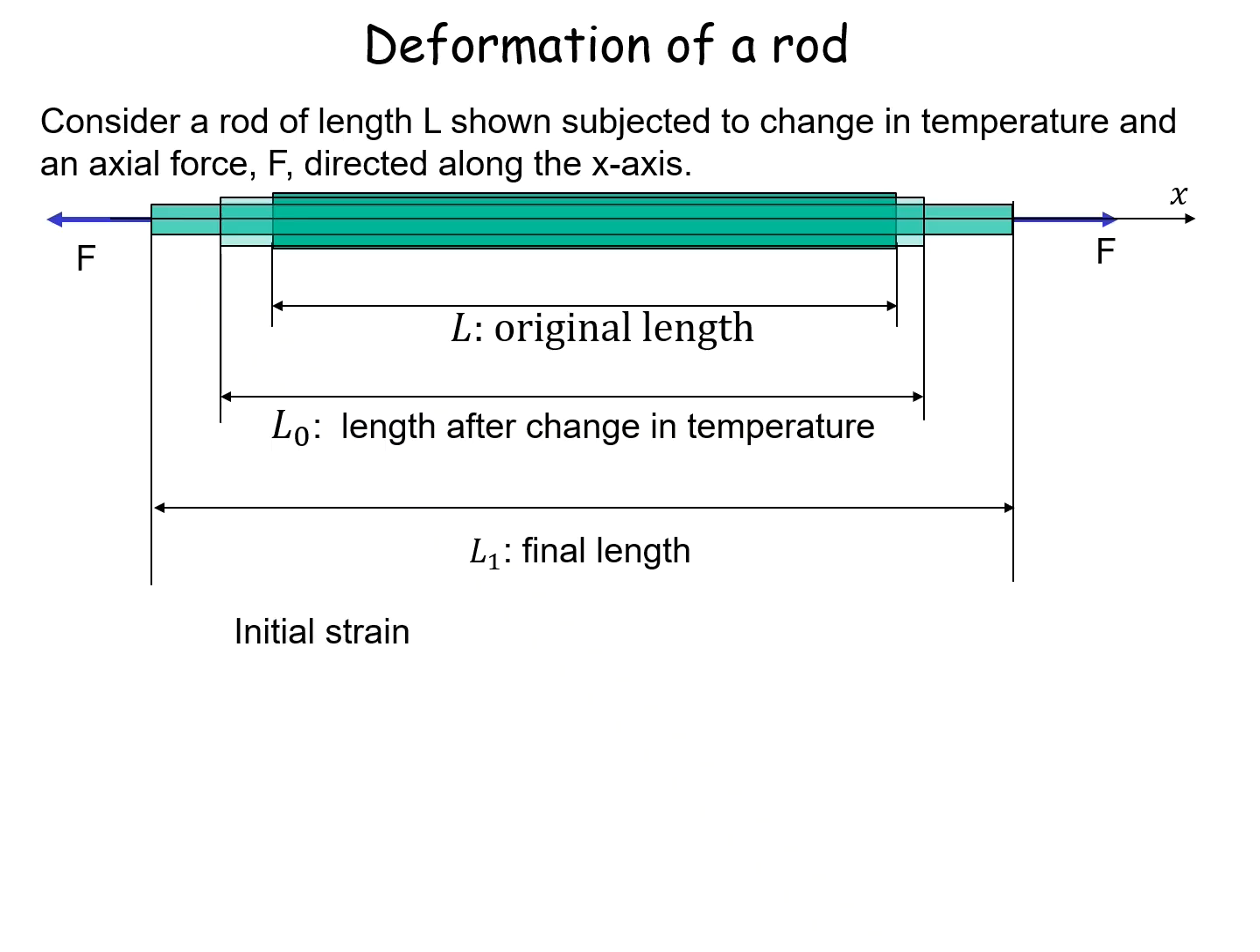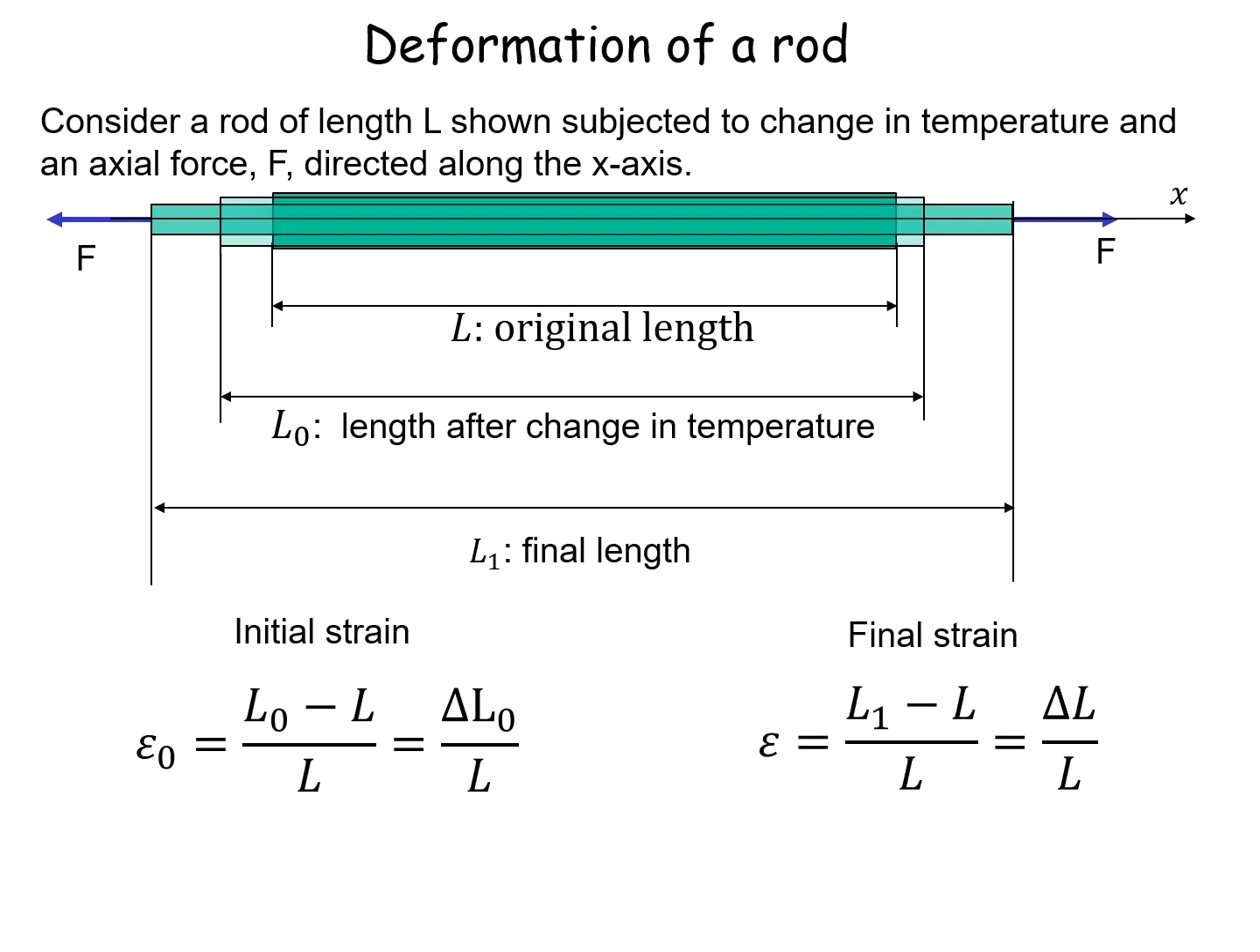Initial strain in a rod due to a temperature change is defined as the change in the rod's length caused by the temperature variation, divided by its original length. The total, or final, strain is defined as the overall change in the rod's length, resulting from both the temperature change and the applied axial force, divided by its original length.